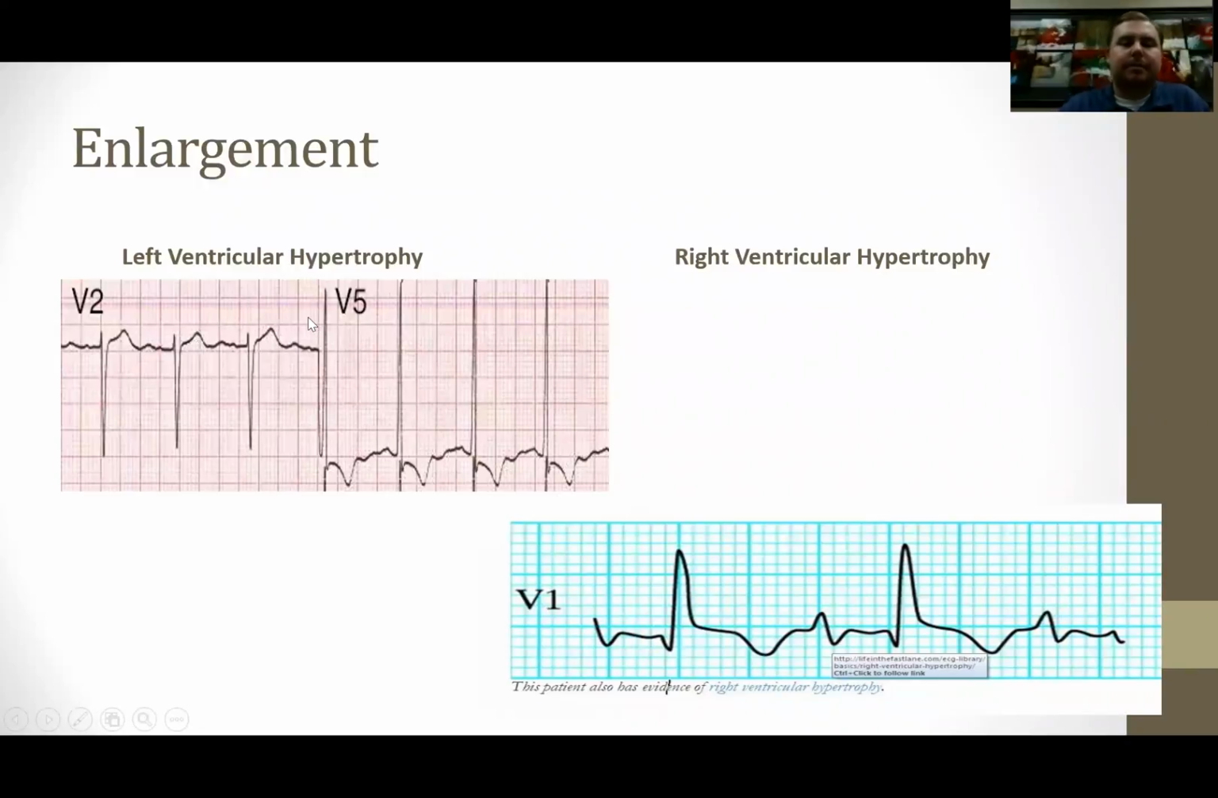What causes low voltage is going to be anything that's in between your electrode on the chest or out there on the extremities and the heart. So COPD is going to have a hyperinflation of the lungs. You're going to make it more difficult for our electrodes to pick up the electricity of the heart. Pleural effusion, pericardial effusion, cardiac tamponade, obesity are all going to make it harder and harder for the leads to pick up electricity.